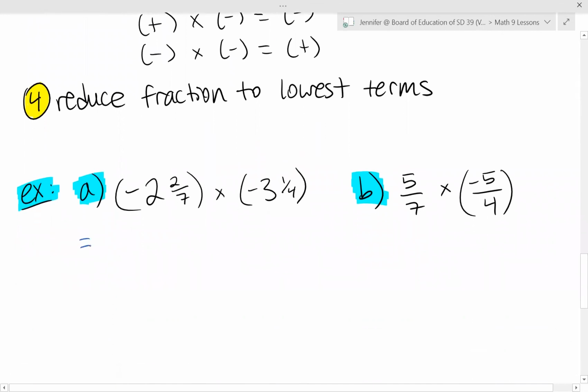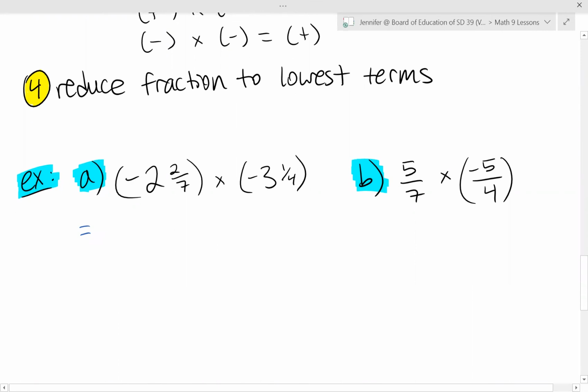These are in mixed fractions, so we have to convert them first. We've got negative, so we've got 2 times 7 is 14 plus 2, so 16 over 7. And our second fraction, we've got negative, so then it's 3 times 4 is 12, plus 1, 13 over 4. And then we can go right ahead and do this multiplication.